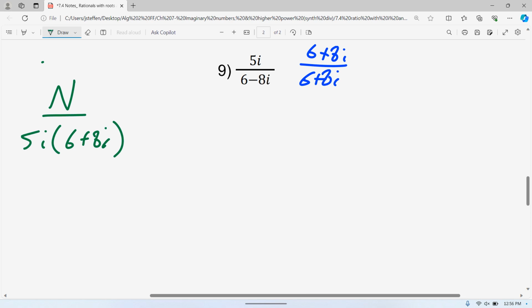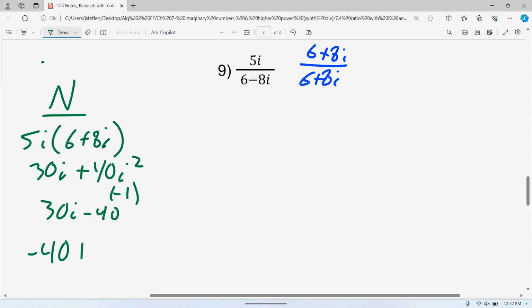It's a lot more clear, you have more space, you don't have to worry about all that. So 5i times 6 is 30i. 5i times 8 is 40i squared. i squared is -1. So 30i minus 40. If you always put it in standard form, we end up getting -40 plus 30i.